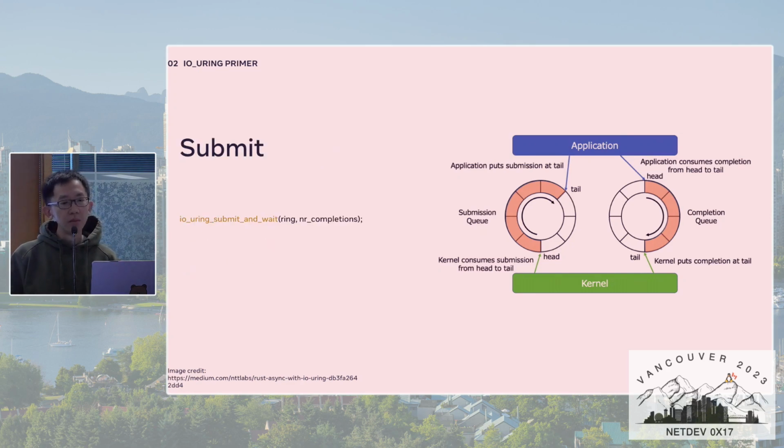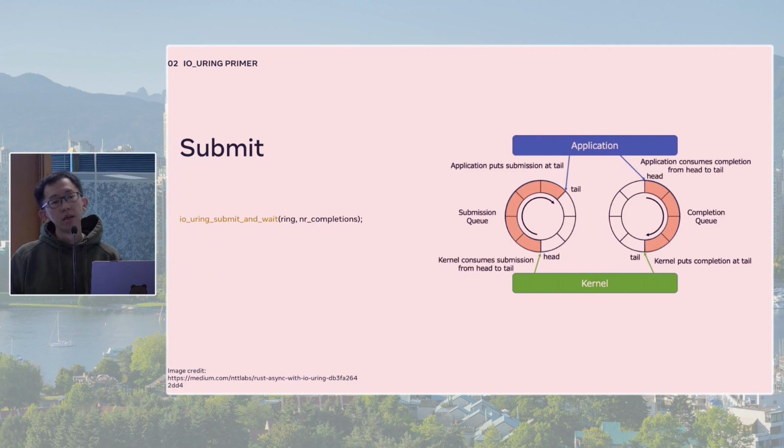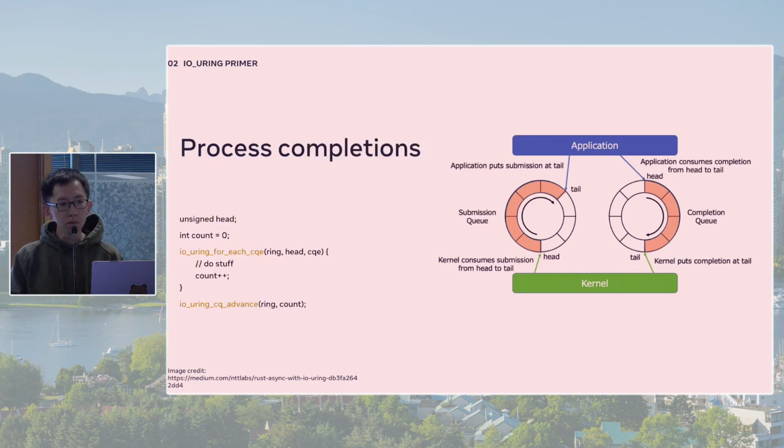So you do this a couple of times, you prepare your work, and then the next step is to enter the kernel. There are different ways of doing it, but the preferred way today is submit and wait. What this means is you submit everything in the SQE, and then wait for a certain number of completions before the kernel returns back into user space.